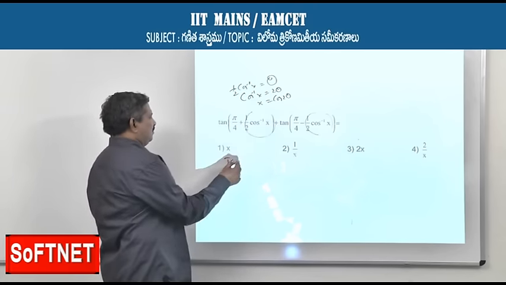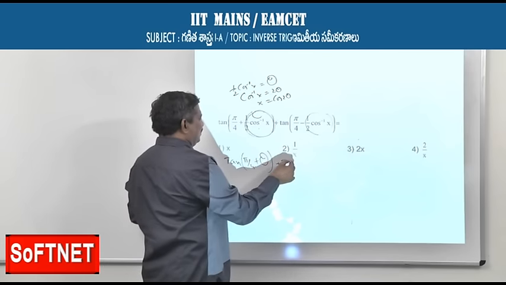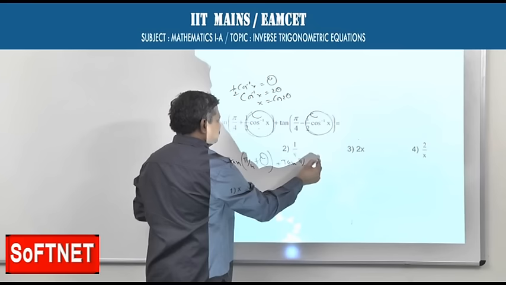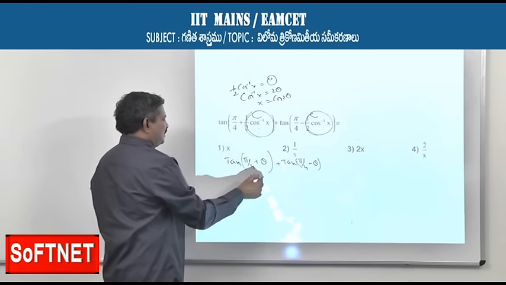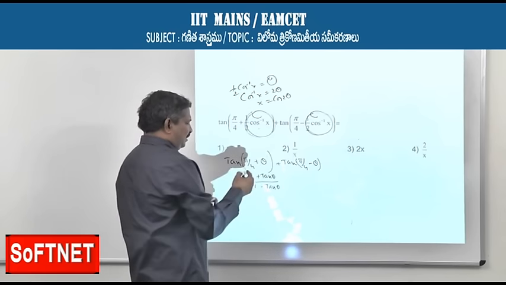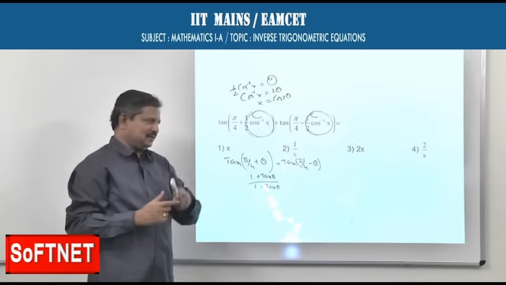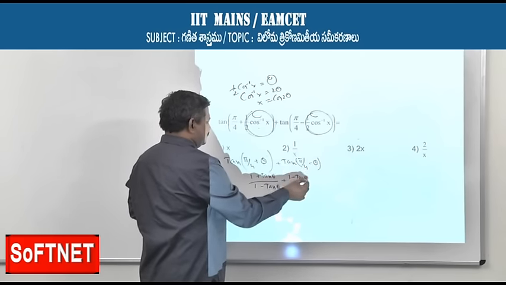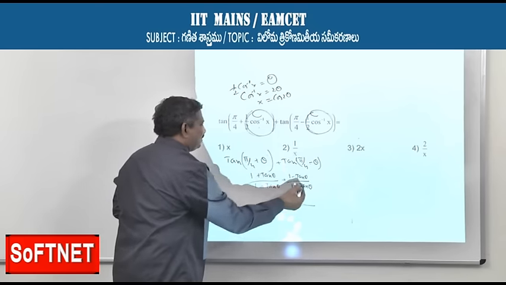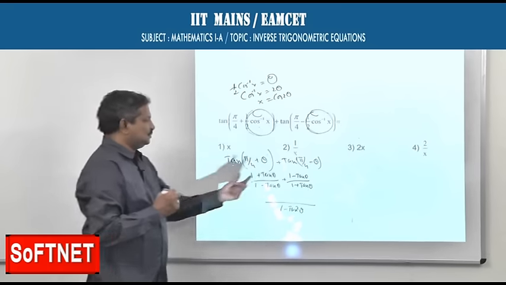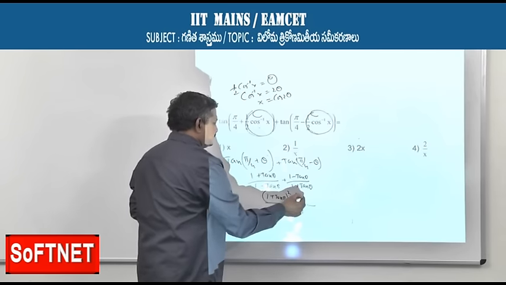Now I will go to the problem. Tan of pi by 4 plus theta plus tan of pi by 4 minus theta. Directly I am writing the formula: tan of A plus B is tan A plus tan B by 1 minus tan A tan B. Tan 45 is 1, so 1 plus tan theta by 1 minus 1 into tan theta. The second is exactly the same, but with minus in the numerator and plus in the denominator: 1 minus tan by 1 plus tan, and 1 plus tan by 1 minus tan. The LCM is 1 plus tan into 1 minus tan, that is 1 minus tan square theta. The numerator will be 1 plus tan theta whole square, and 1 minus tan theta whole square.